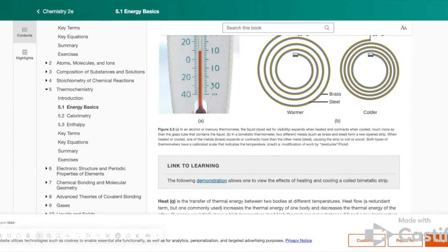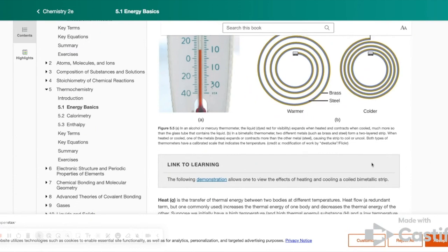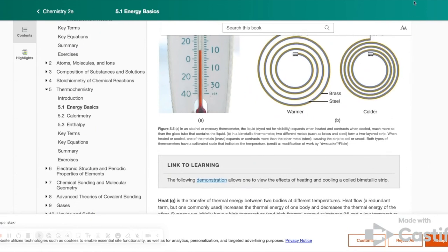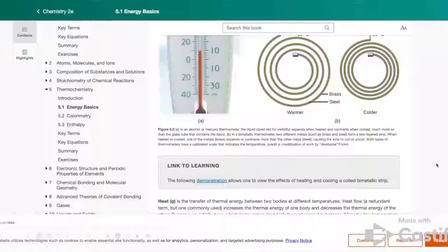Now, we also have bimetallic thermometers. These are typically used for things like thermostats. And so you have two metals, brass and steel. So these are alloys. I don't have steel on the periodic table. It's not an element. Brass is not an element. They are mixtures, solutions of metals. So steel is almost all iron. Brass is a mixture of zinc and copper. So they're all in that first row of transition elements there.